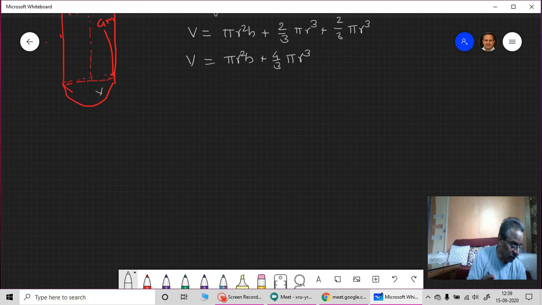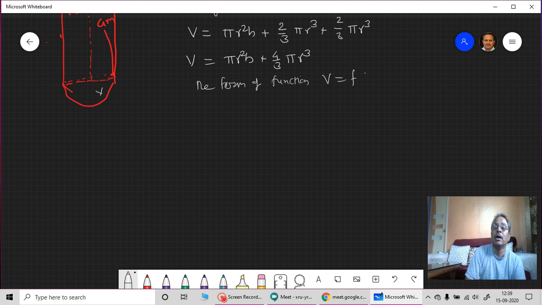Okay, once we get this, this is the formula. Now get dV, differentiating. Here we have this functionality, the form of the function: volume is a function of r and h. So these are the two independent variables, and this is the dependent variable. R is radius, h is height, and the remaining 4/3 pi etc.